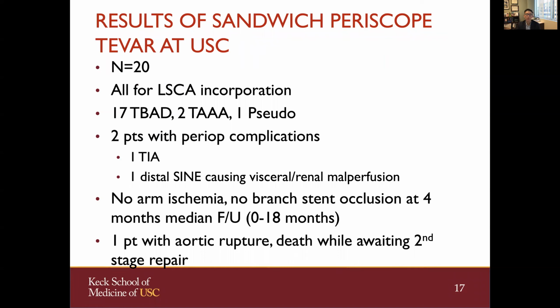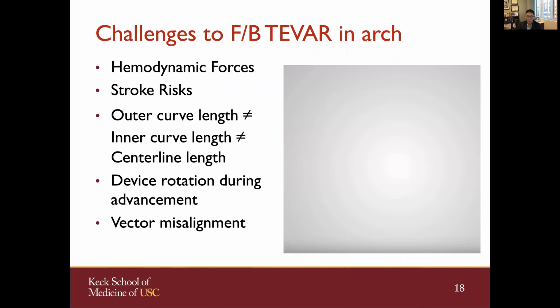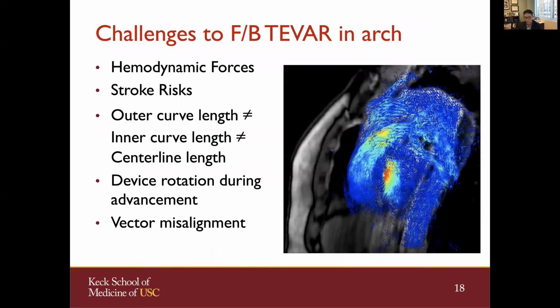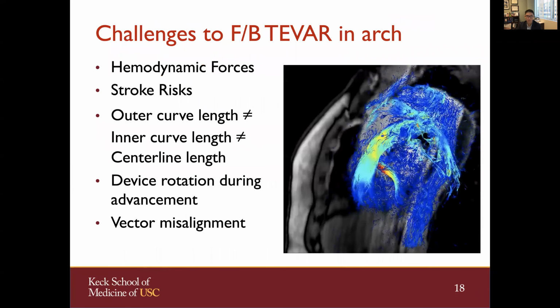So our results, we published our 20 consecutive initial experience. Now our numbers are double of that now, but the results are seen here, and we experienced no arm ischemia, no branch stent occlusion during the follow-up, but one patient did have aortic rupture in between the 2 planned stages. Now, before moving on to the true fenestrated branch TEVAR, there are special considerations in the arch.